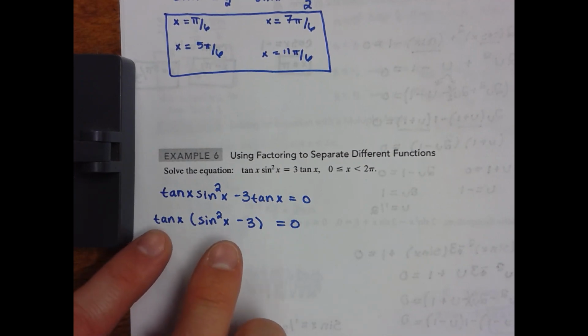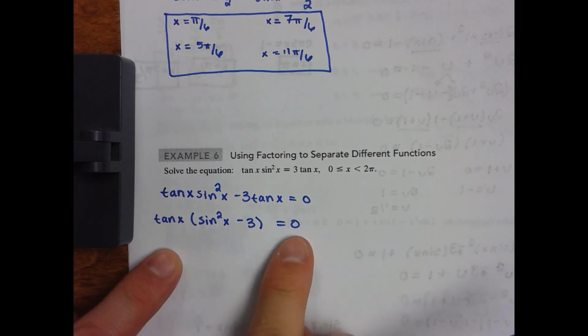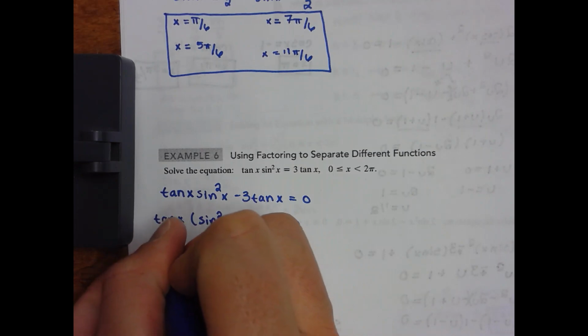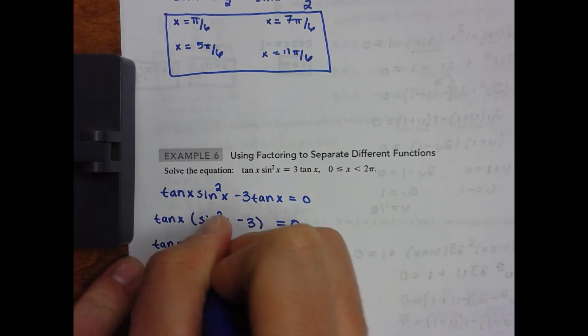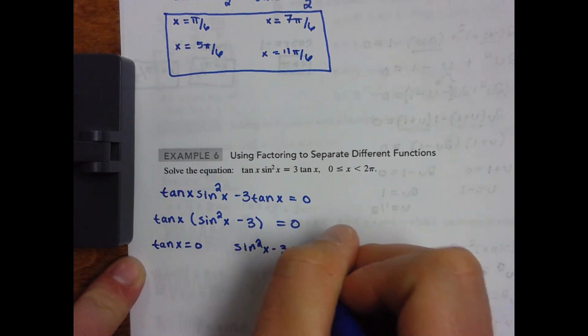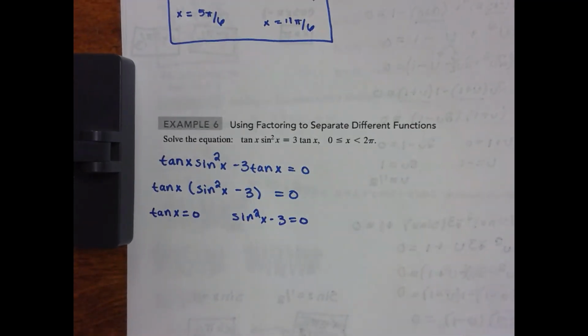The next thing is, when we solve by factoring, we take each factor and set it equal to 0. And it needs to be equal to 0 for this to work. So now, since this is factored, I can just let tangent of x equal 0 and sine squared of x minus 3 equals 0. And we're going to be able to get our angles from this right off the bat.